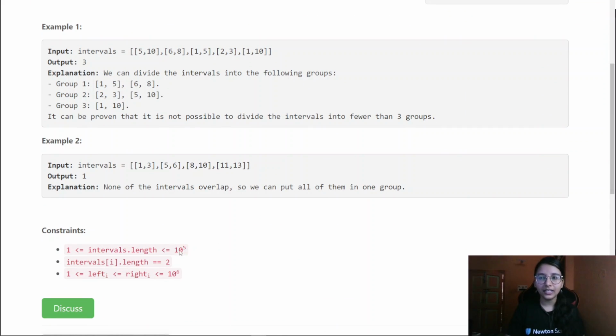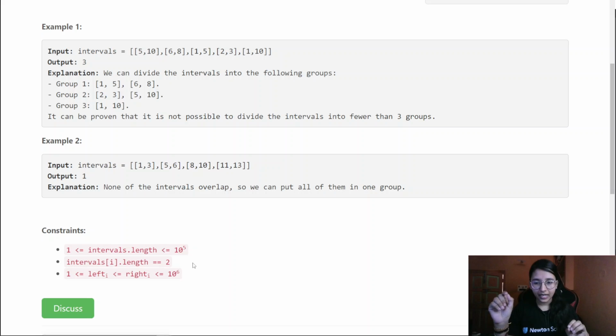So the constraints are given as order of 10 raised to power 5. It means the length is 10 raised to power 5, so we can't use an n square solution here. We would be required to use either n or n log n. The interval length is basically 2. That should be 2 only.